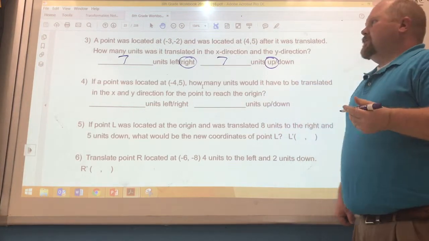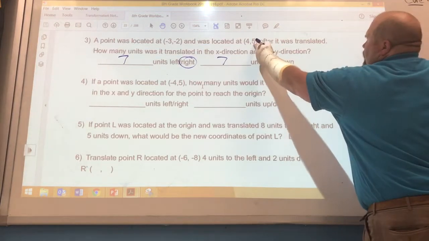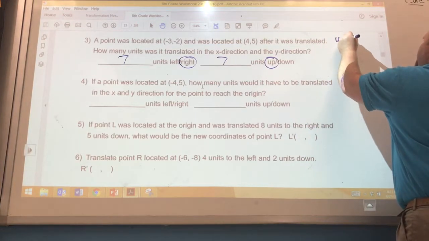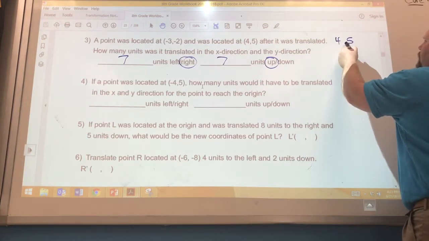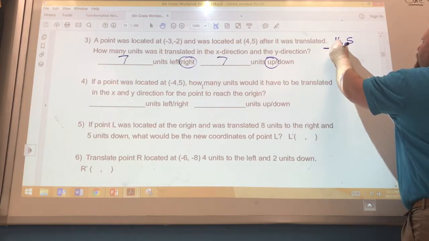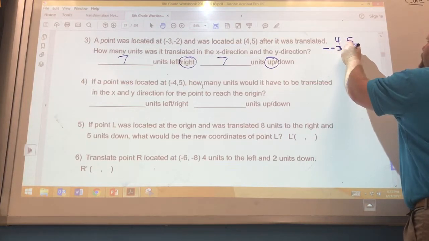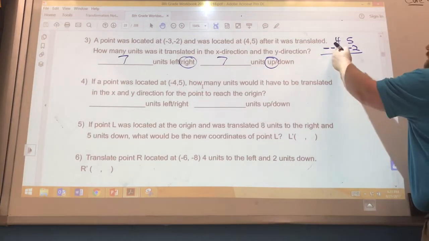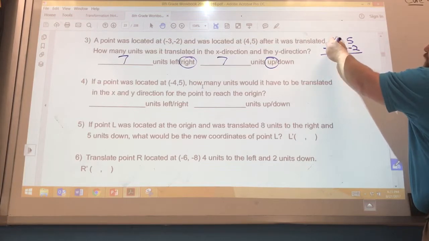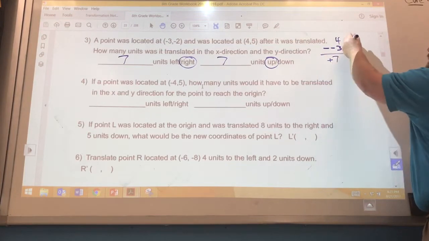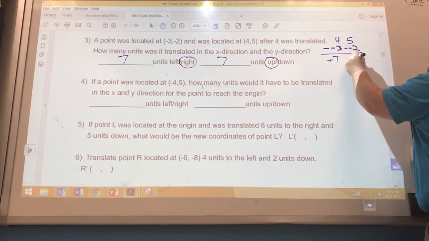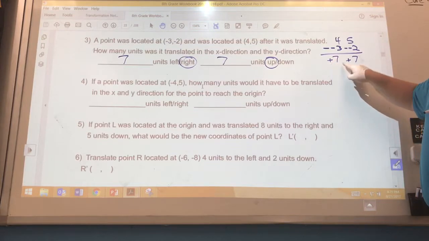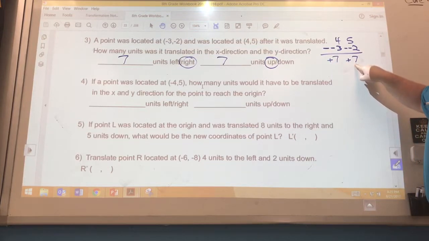Another method that can be used is by taking the prime image, which is the second image, and subtracting the original image from it. So in this case, it would be 4, 5 minus -3, -2. Well, 4 minus -3, when you minus a negative, that becomes a positive. So 4 minus a -3 is actually +7, and 5 minus -2 is also +7. So this would indicate that it moves 7 units to the right because it's positive, and in the y value, it moves 7 units up because it's positive.